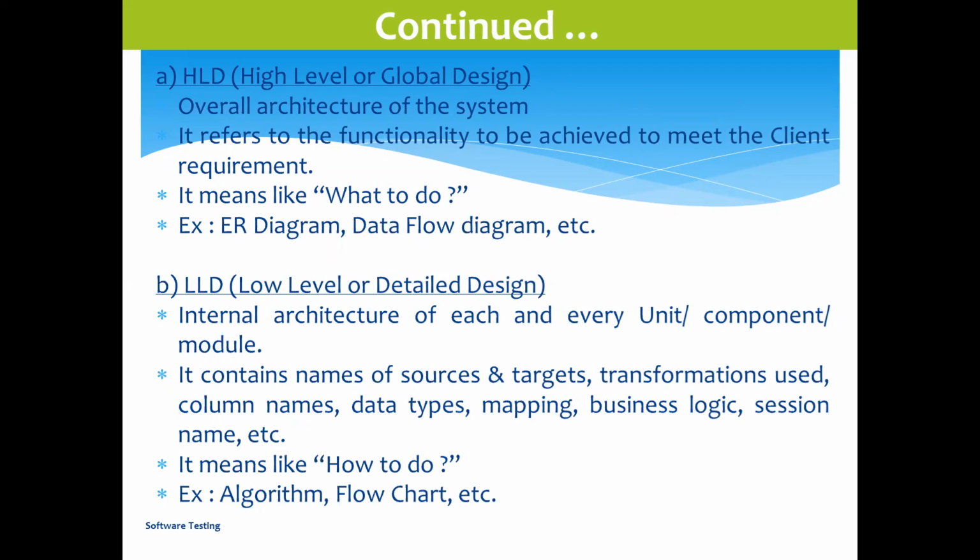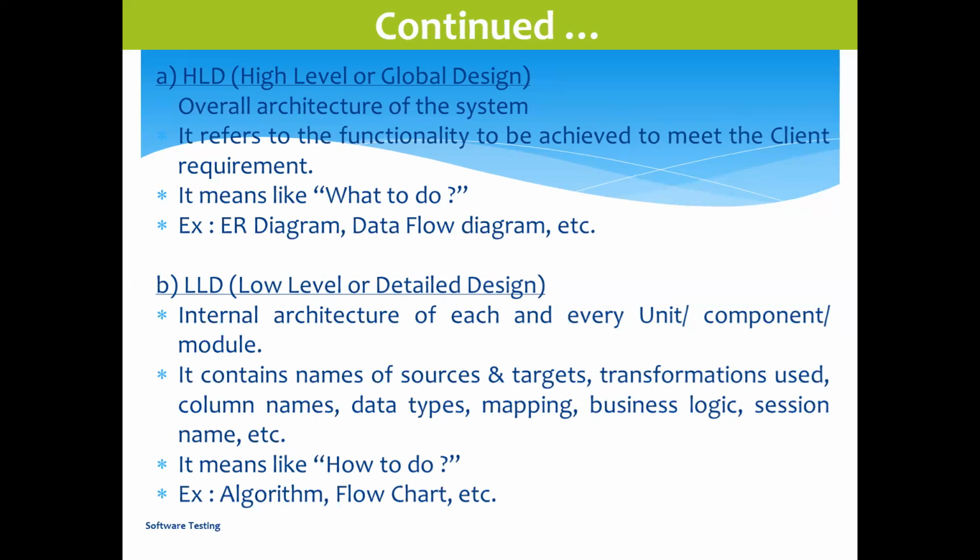And the other document is the low level design. Here it will be designed at a detailed level. How to do is a different meaning from what to do. So what to do is high level design, how to do is low level design. Here algorithm flowcharts will be there, a step by step process will come, not overall. Here in high level it is just one page, but here it will come like 10 pages. So the detailed approach will come, how to proceed step by step, first step, second step, third step, fourth step.